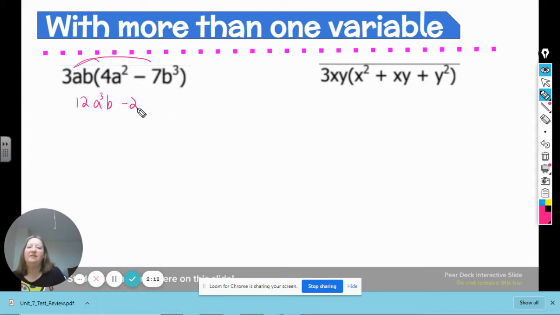Now this is negative 21a, because there's no a's involved here, and then 1b and 3 b's is altogether 4 b's. And then look at those. Yes, they both have a's and b's, but they're not to the same power. So these are not like terms. You cannot combine them. Just because they have the same letters, they have to have the same letters to the same power.